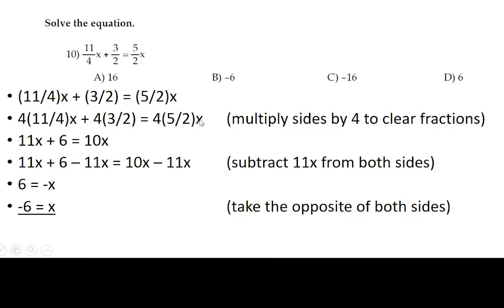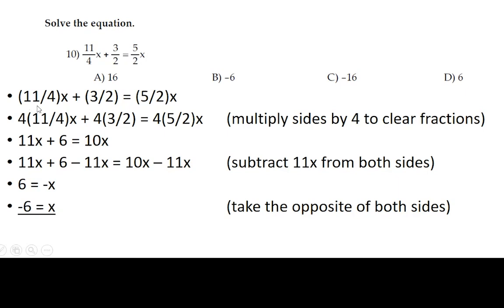Number 10. We want to solve this equation that has fractions in it. 11/4 x plus 3 halves equals 5 halves x. We can always simplify the problem by multiplying both sides by the LCD to clear the fractions. In this case, our denominators are 4, 2, and 2. The least common multiple of 2 and 4 would be 4. So the LCD is 4. Let's multiply both sides of this equation by 4 to clear the fractions.